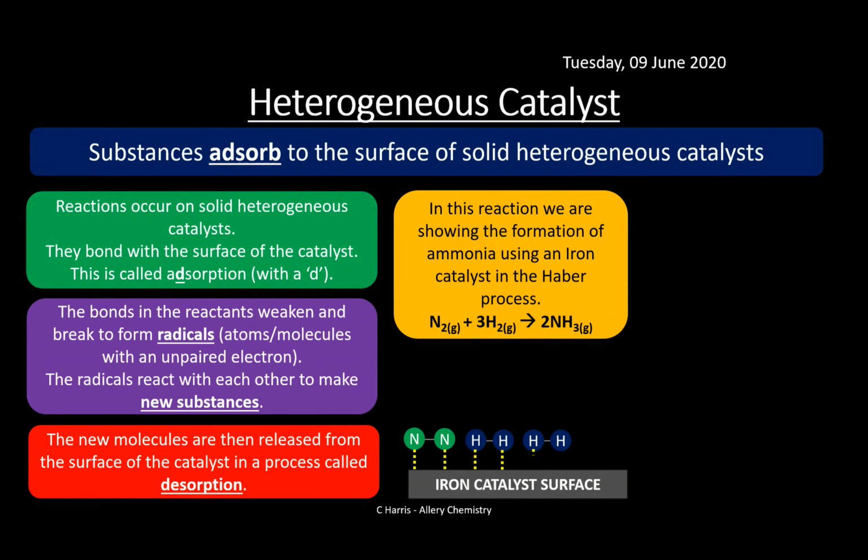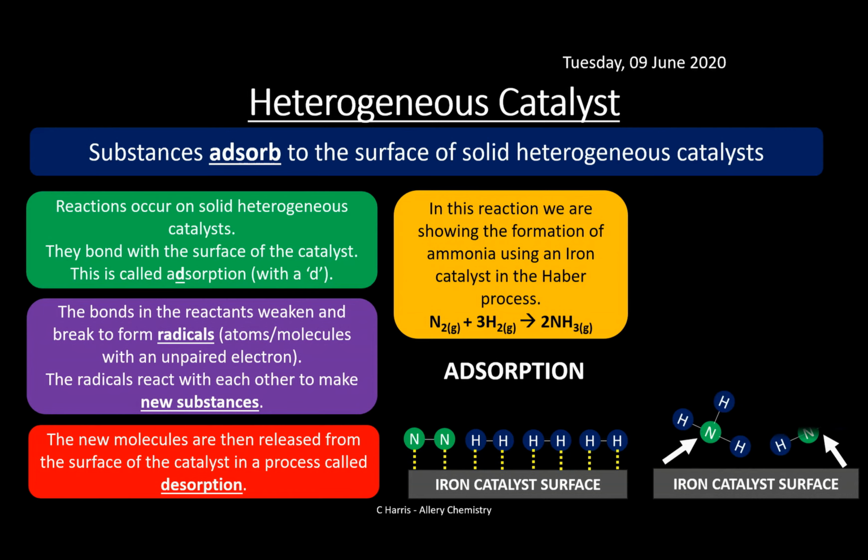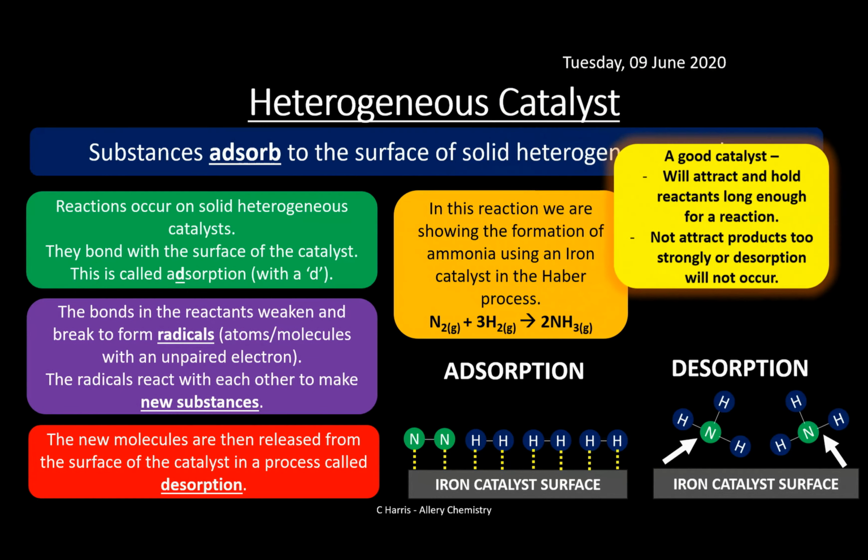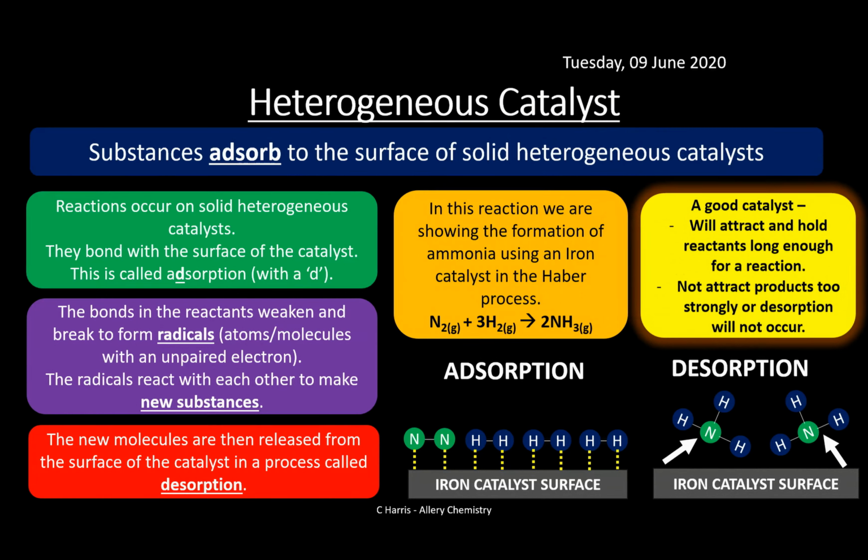So you can see, there you go, we've got our hydrogen molecules and our nitrogen molecules. So this is adsorption, so they stick to the iron catalyst. That allows the reaction to happen. Once the reaction has occurred, we then get desorption, they break away, as you can see there, okay, and that's basically how the reaction works. Okay, so you've got adsorption and desorption, so make sure you're aware of that.